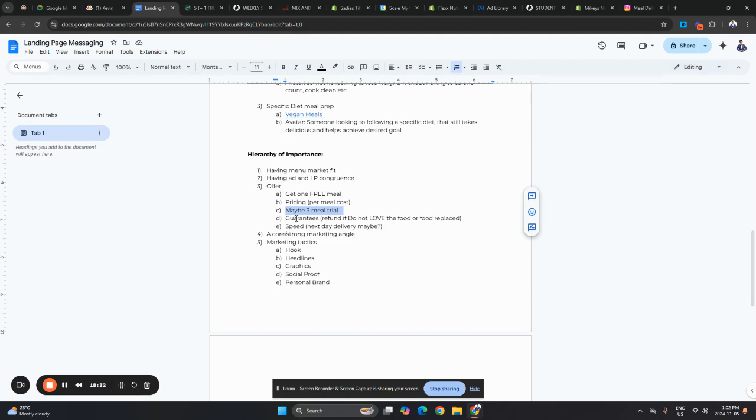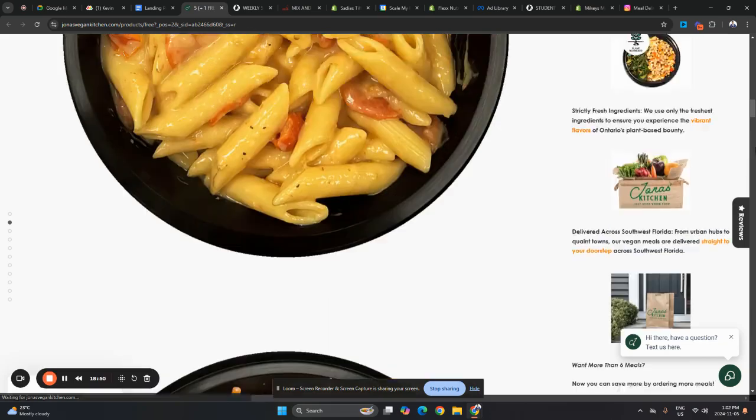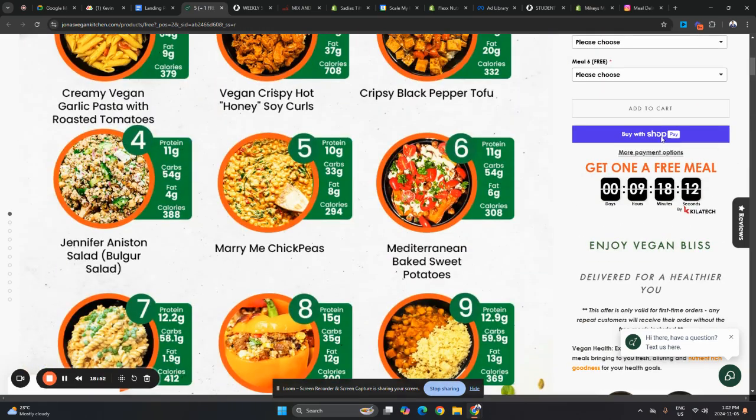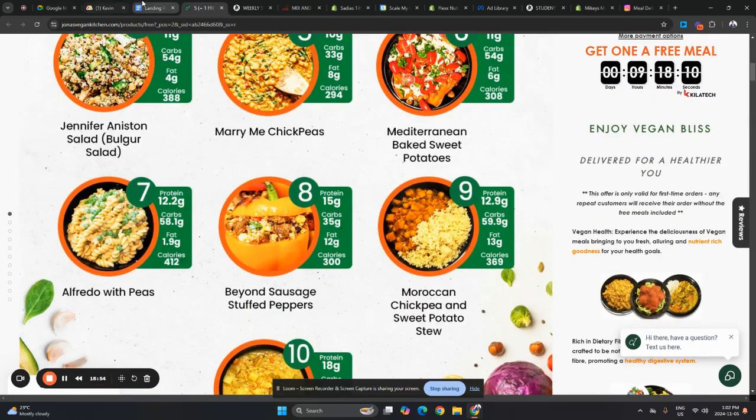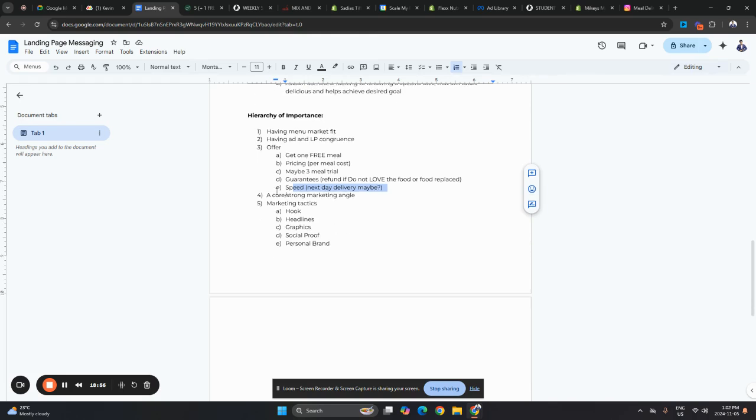I guarantee this works really well. I mean, this is something meal prep businesses do anyway. If a client ever reaches out and they're like, I don't like the food, most of our clients will refund them or replace the food. So maybe this is something we could put on the landing page with the client's permission, right? That helps. And then obviously speed as well. So if the client offers like next day delivery, that's something that we can mention because a lot of meal preps don't do that.